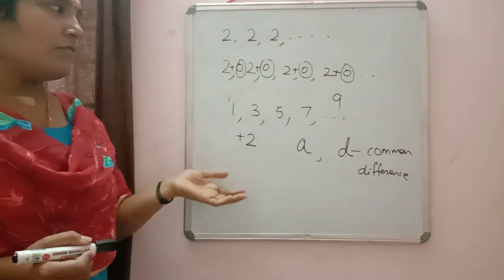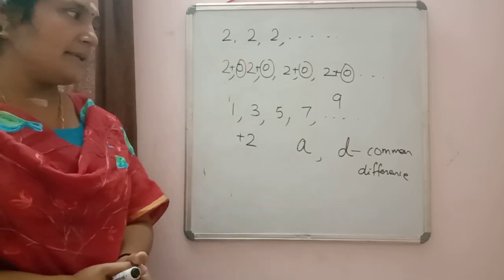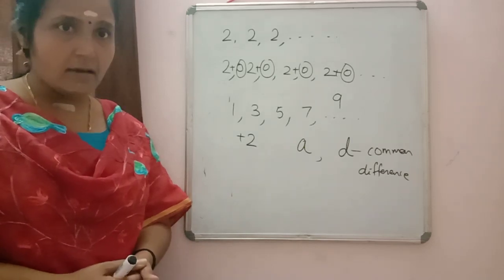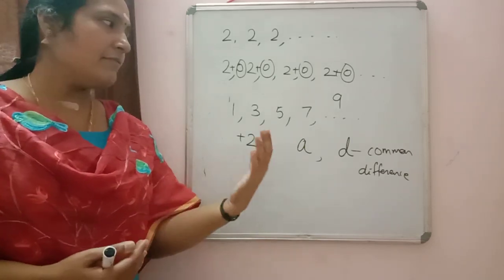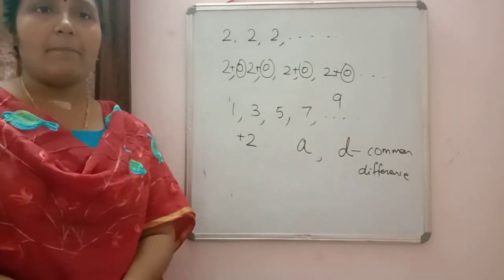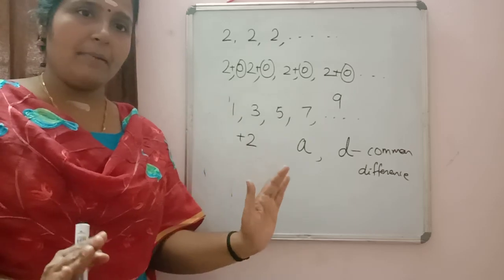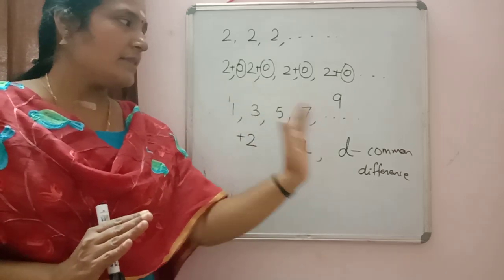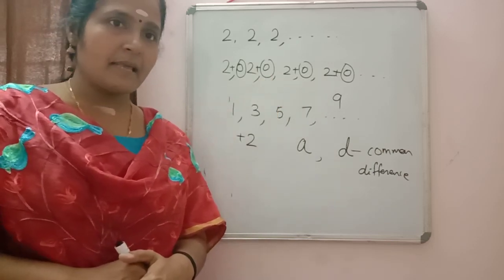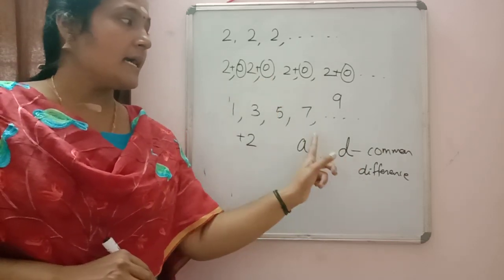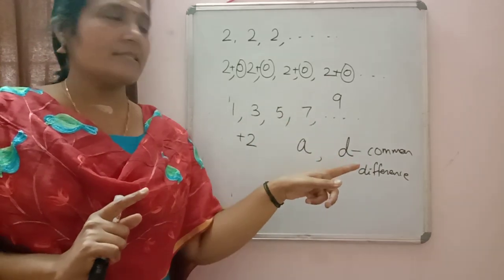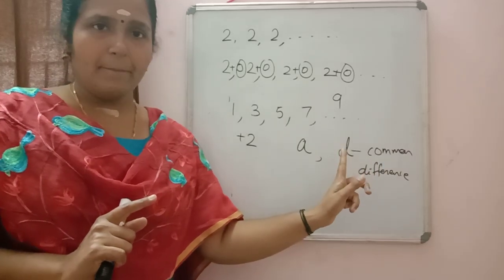Now first, some sequence of numbers will be given. We will check whether these numbers form an AP or not. If they form an AP, then we will write down the first term and common difference of the AP. We check whether they follow a particular rule, which means addition only, not multiplication. It should be added by a constant number. Then it will be an AP.